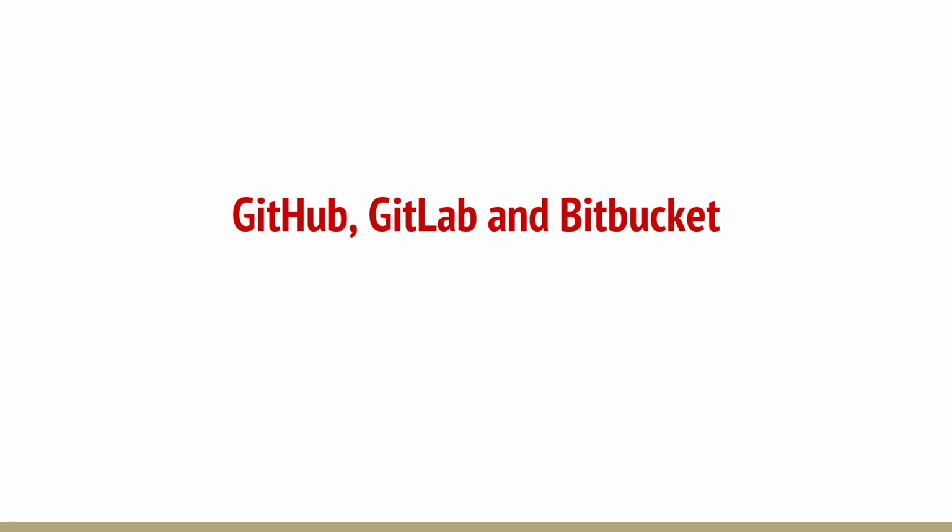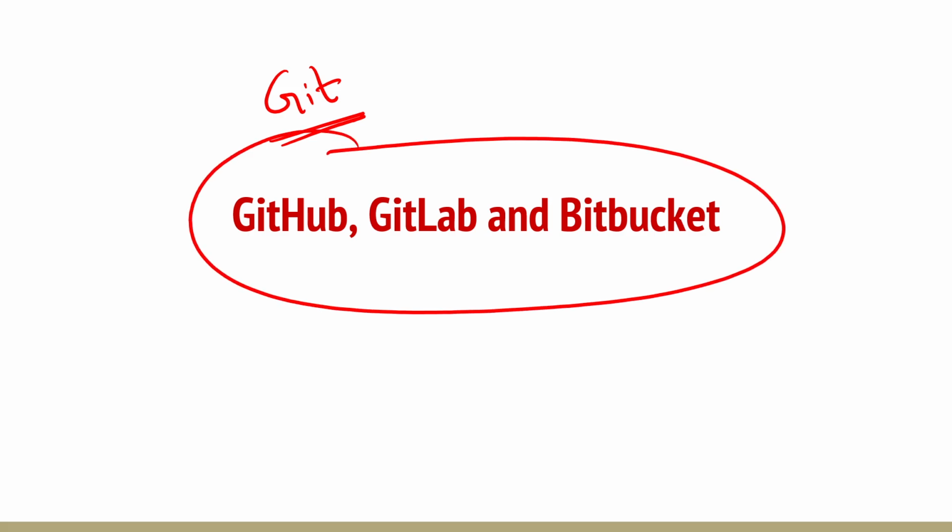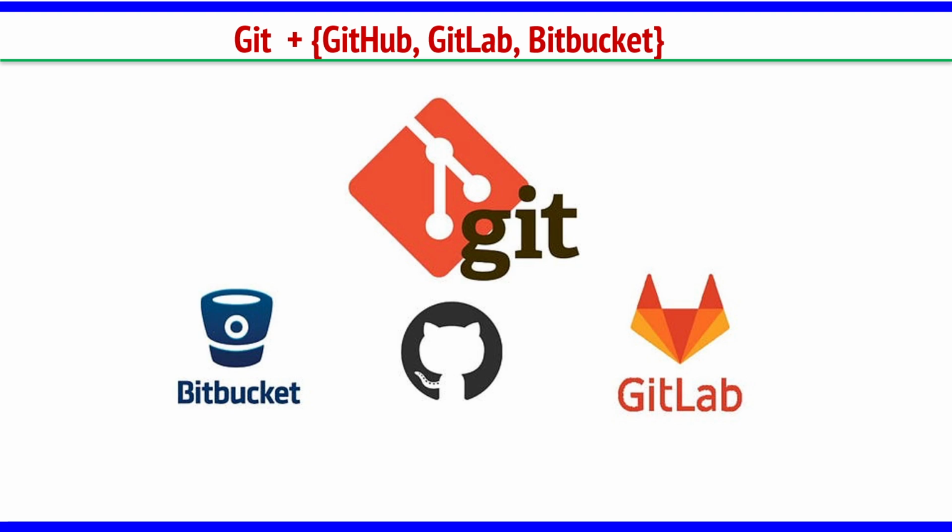GitHub, GitLab and BitBucket. These three are different freely available cloud platforms for version control. We use Git software and we can use any one of them as my remote repository, to store the code or the changes and all the version history in any of these platforms. So, let us understand what these are.